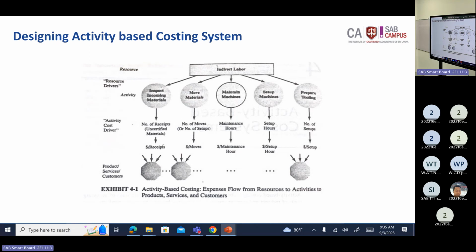Then material movement: number of moves. Then maintenance of machines: maintenance hours.